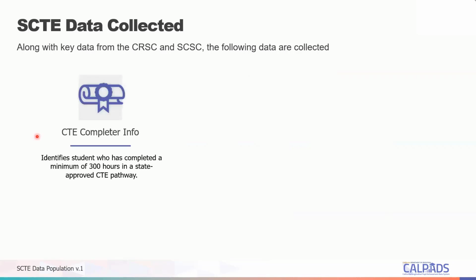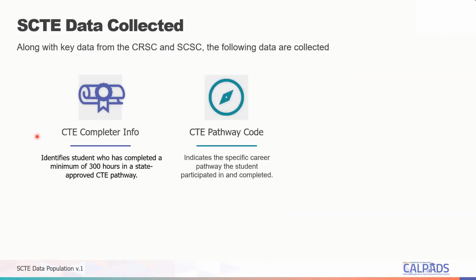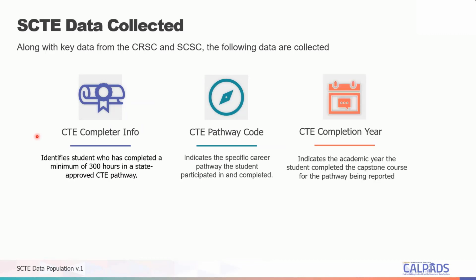So along with the key data elements taken from the CRSC and SCSC files, the following data are collected from the SCTE file. First is the CTE Completer info, which identifies the student as having completed a minimum of 300 hours in a state-approved CTE pathway. Second is the CTE pathway code, which indicates the specific career pathway and industry the student participated in and completed. And lastly is the CTE completion year, which indicates the academic year the student completed the capstone course for the pathway being reported.